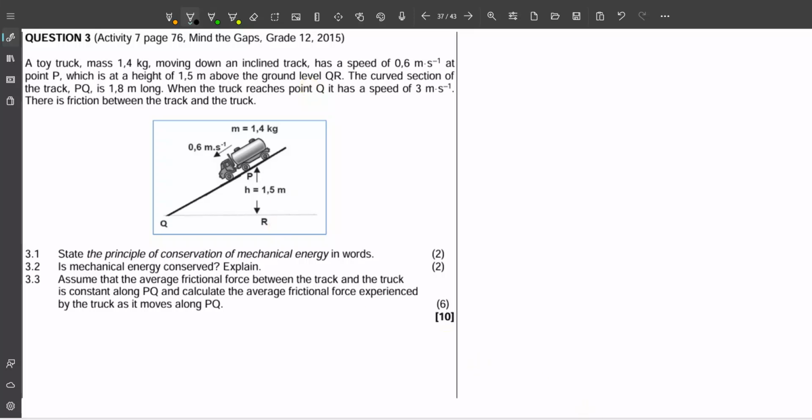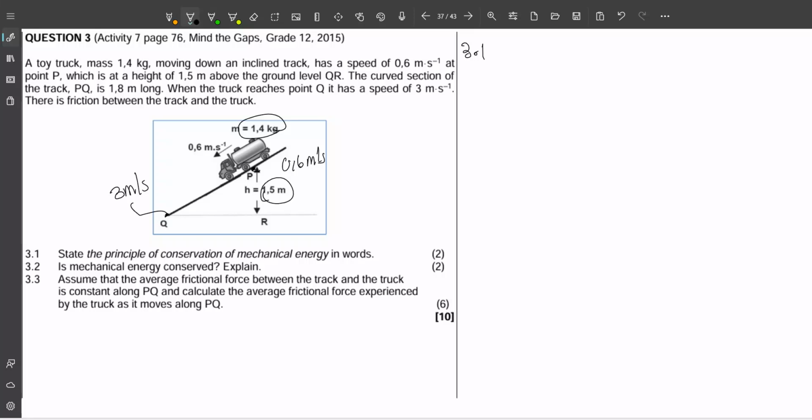Okay, so now I see. We have an initial velocity of 0.6 meters per second. We have a final velocity of 3 meters per second. And the truck weighs 1.4 kg at a height of 1.3 meters above the ground.